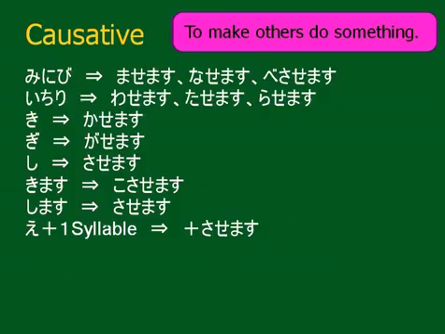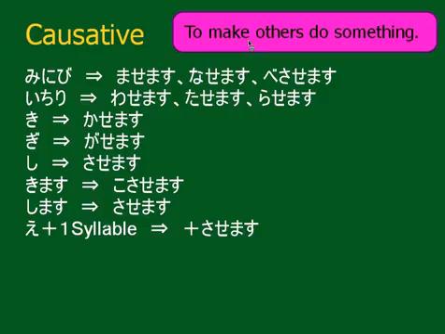Alright, so 最後。This is a causative form that I want you to write down. この causative form っていうのは to make others do something. And this is not always by force, but it could be by force. You're not asking someone to do something.